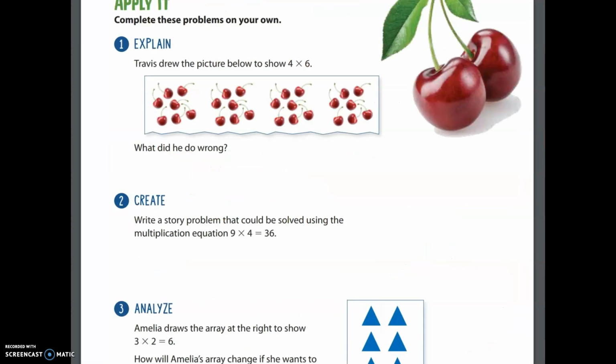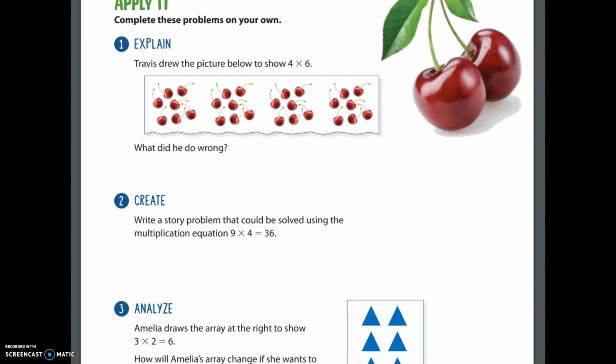Okay, today we're going to keep learning about multiplication. Last week we learned that the multiplication sign means "groups of," so we always have to keep that in mind when we're multiplying: the multiplication sign means "groups of."